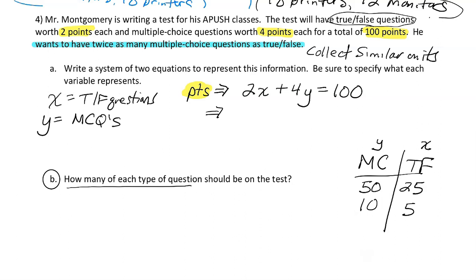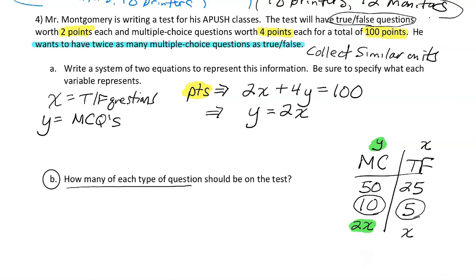So the relationship here would be the y column. If this is x, this is double that. That would be 2x. So the number of multiple choice he wants needs to be twice as many as the true-false. So this column is 2x, and that's our multiple choice y. So we would have y, the number of multiple choice, needs to be double that of true and false. y equals 2x. So if you have 5 x's, double that, 2x, is the number of multiple choice.